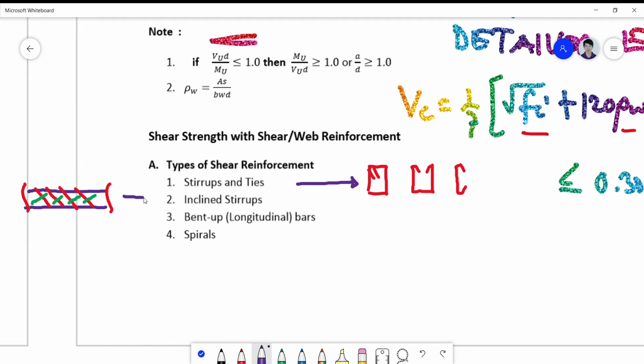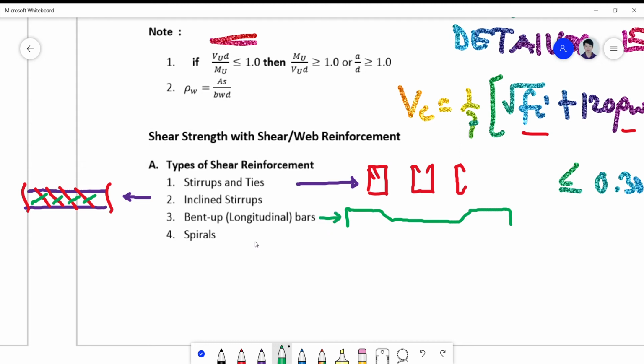So these are normally called the inclined stirrups. We also have the bent up longitudinal bars. These are actually the straight bars that we normally see in the drawing, but they are bent like this. This is bent at the top and down at the bottom there. So these are both bent.